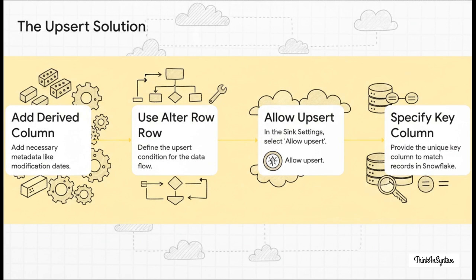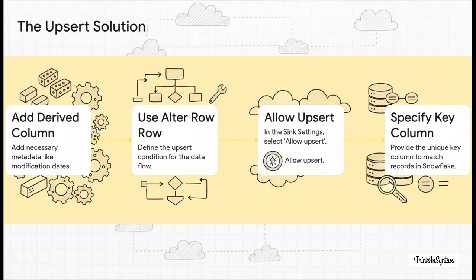And here's how you actually build this inside an ADF data flow. Step one, you might add a derived column for things like modification dates. Step two, you use an alter row transformation. This is where you set the rules, telling ADF what makes a row an upsert row.